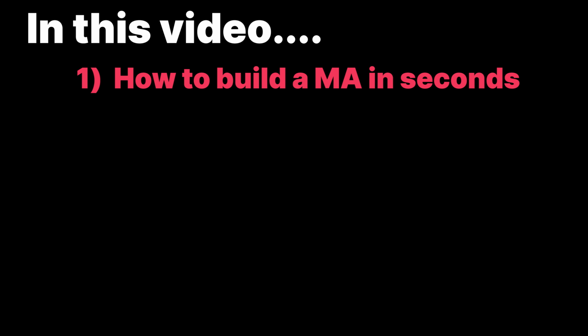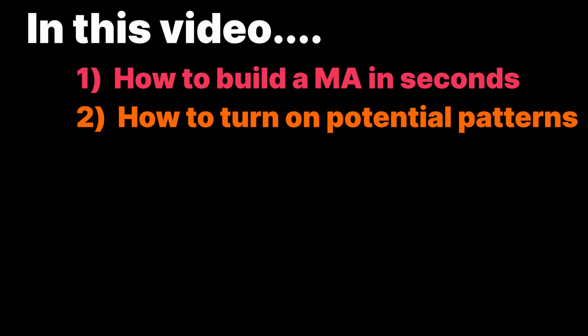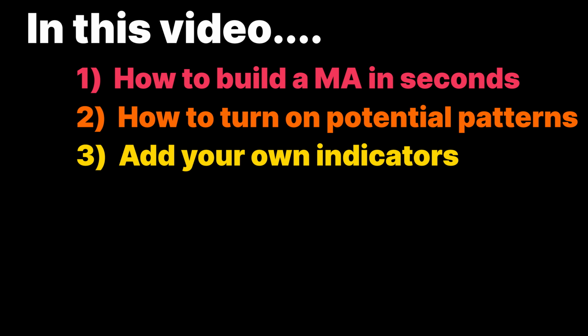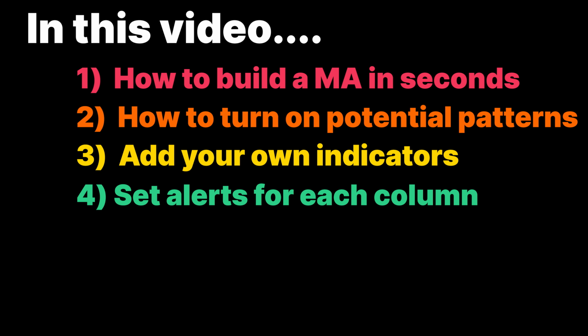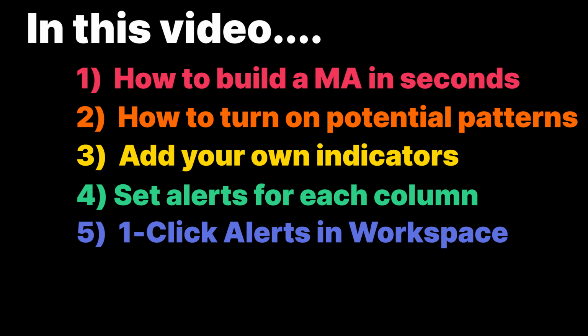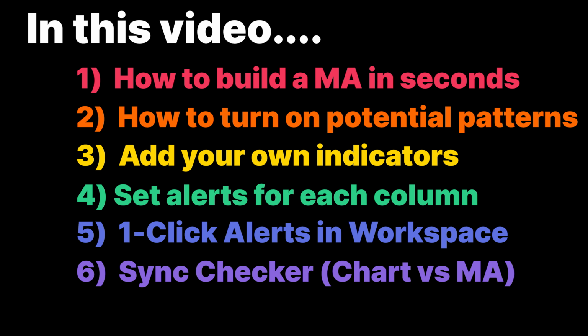Okay, to give you an overview of what we're going to be looking at today. Number one, we're going to look at how to build a market analyzer in different chart templates with custom indicators. Two, we're going to show you how to turn potential patterns on and off using the built-in presets. Three, we're going to add your own NinjaTrader indicators as columns. Four, we are going to set alerts for each column. The fifth thing is we're going to create audio alerts with our Workspace Alert Integration in one click of a button. And six, we are going to use the sync checker to make sure our charts are always in line with the templates that we made.